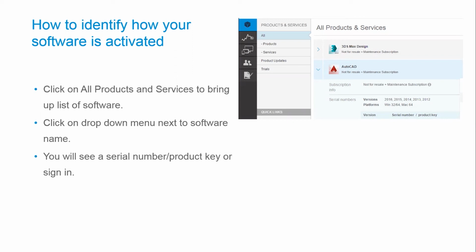So what you'll need to do is, like I said, once you get into your Autodesk account, by default, it should already be on the products and services. You click on the all products and services underneath that, and then just hit that drop-down arrow next to the software, and then it'll show you if it's activated with a serial number. If it is, there'll be a serial number and product key there. If it's activated by sign-in, it'll just say sign-in and nothing else.